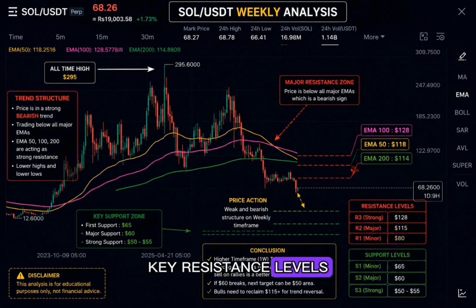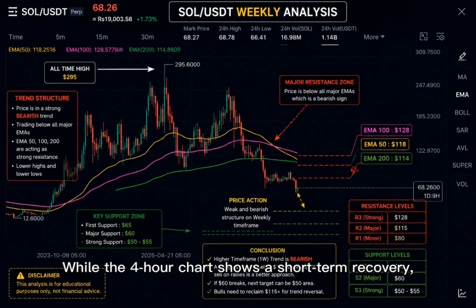Key resistance levels. First resistance, $80. Major resistance, $115. Strong resistance, $128. For bulls to regain control, SOL needs to reclaim these resistance levels, especially the EMA zones above $115.